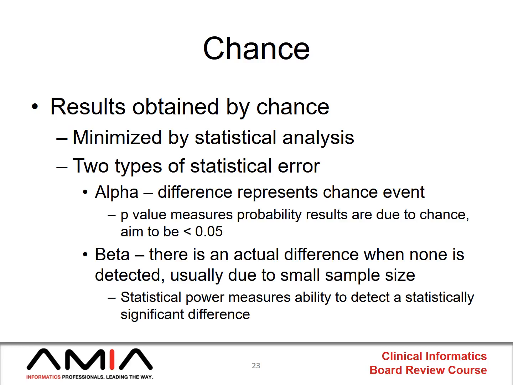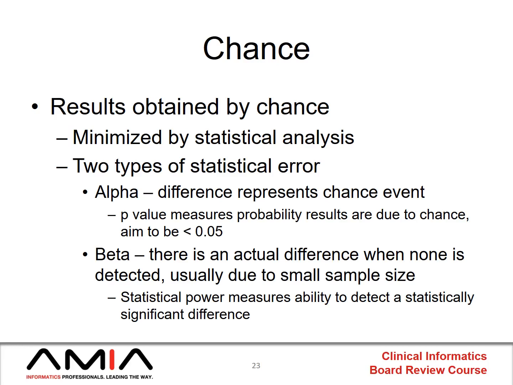And in the application of statistics, we set the p-value at 0.05 or less, which indicates a 5% or less chance of error due to chance. And this, of course, does not completely eliminate chance. There's still a 1 in 20 probability that it may occur.